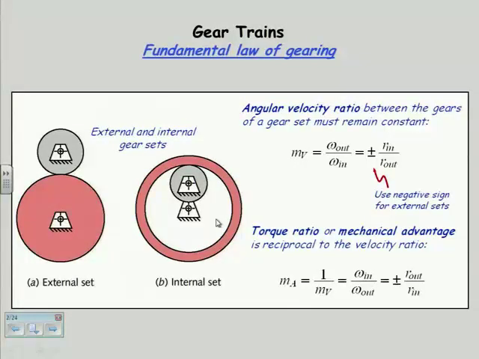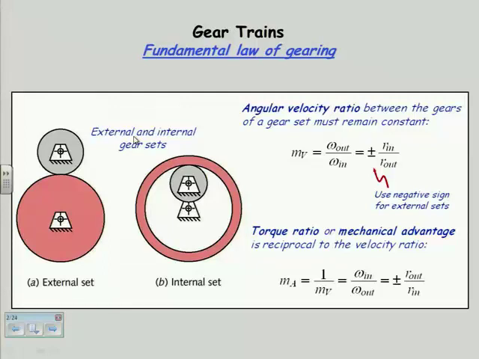So we have something called the fundamental law of gearing, which says that the angular velocity ratio between the gears in the gear set must remain constant. By gear set is meant a pair of gears, and there are two flavors, as shown there, either internal or external. External gear sets turn in opposite directions, that is, the gears do one to the other, and the internal set's members turn in the same direction.